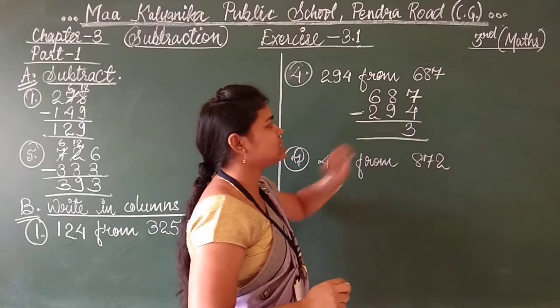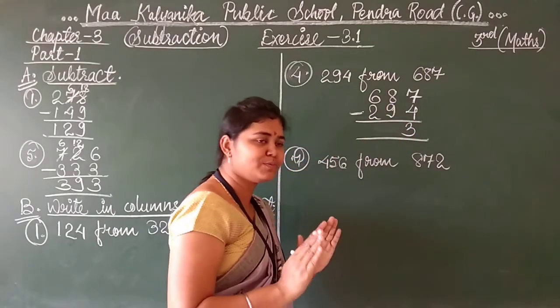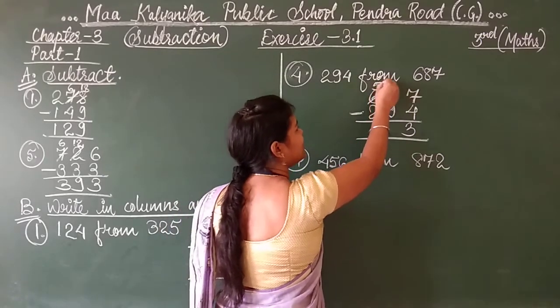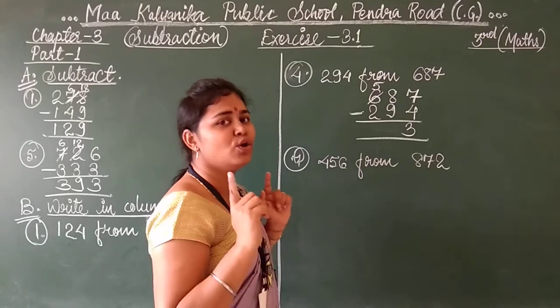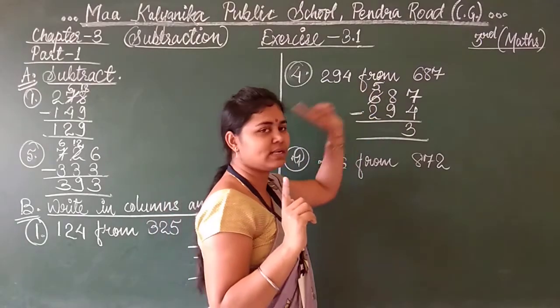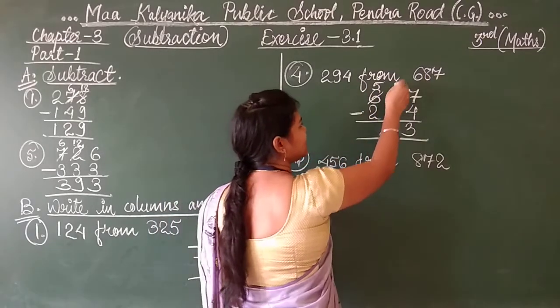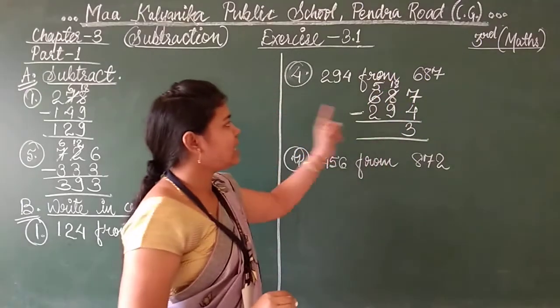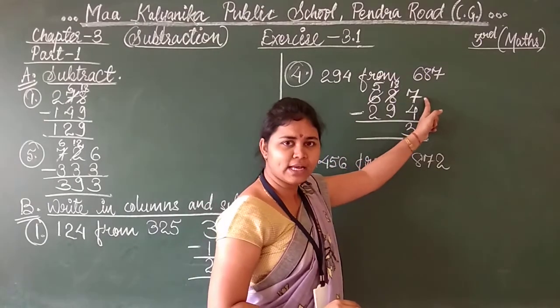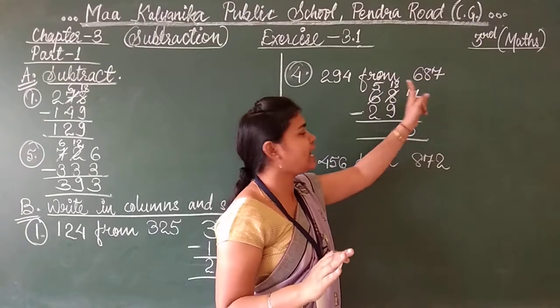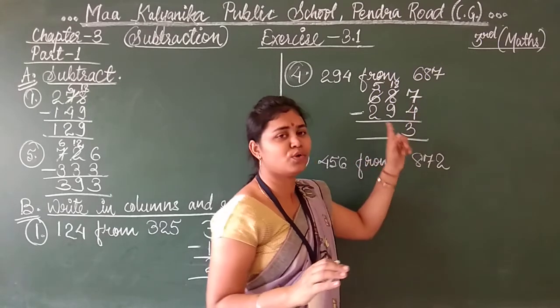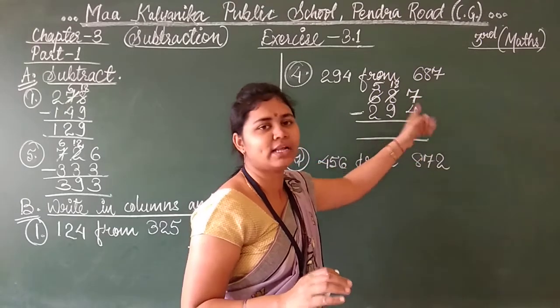Now 8 minus 9. 8 is smaller, 9 is bigger. So of course this will take a borrow. 6 will become 5 because 6 minus 1 is 5. So we write 5 here, and this gets 1 and becomes 18. Now do we have to borrow again here? No, we don't have to borrow again, because 7 minus 4 is already done, and 7 is greater, 4 is smaller.